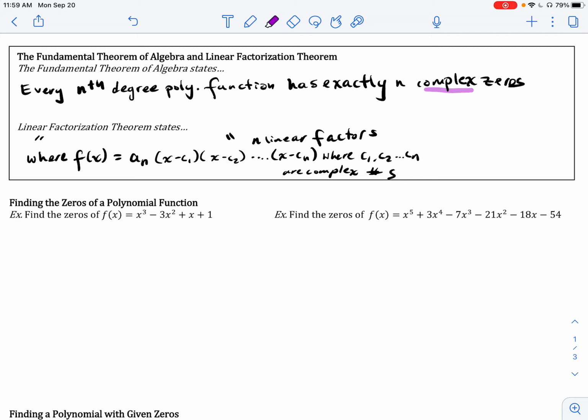That's it. Now, as a follow-up to that, there's the linear factorization theorem, which essentially states the same thing, but whatever your degree is tells you exactly how many linear factors that you have. So if you have a fourth degree polynomial again, then that means you're going to have 4 linear factors where your zeros are complex numbers. They could be both real numbers or imaginary numbers.